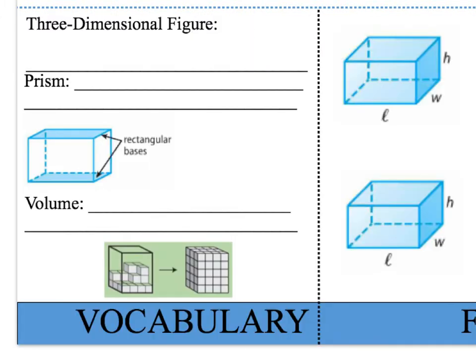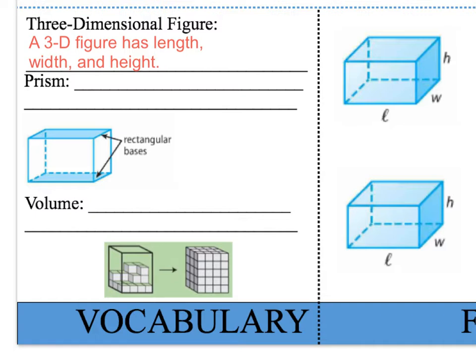The first vocabulary word we're going to talk about is three-dimensional figure. And a three-dimensional figure has a length, a width, and a height, which is the reason why it's called three-dimensional, because the length, width, and height are the three dimensions.